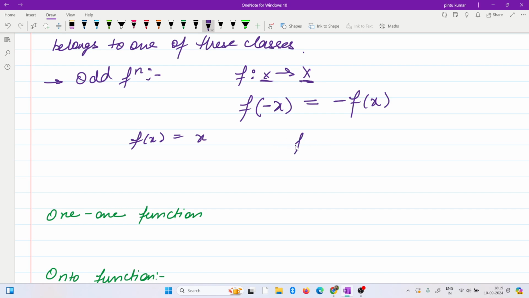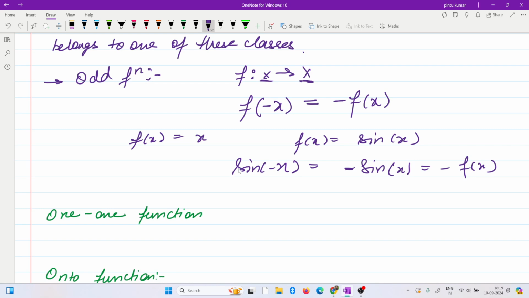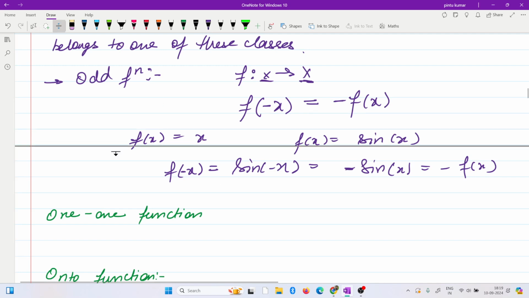Another example is f of x is equal to sine of x. So if you take sine of minus x, this is equal to minus sine of x, which is equal to minus f of x. Sorry, this is f of minus x, right? So these are two examples of odd function.